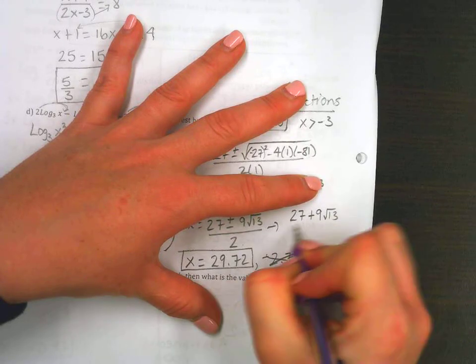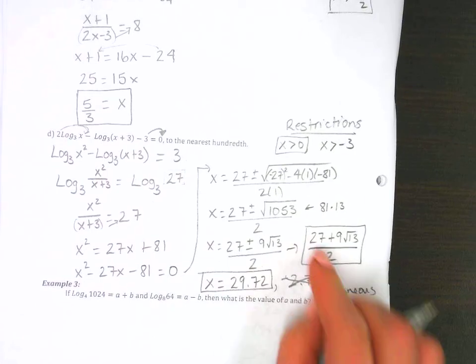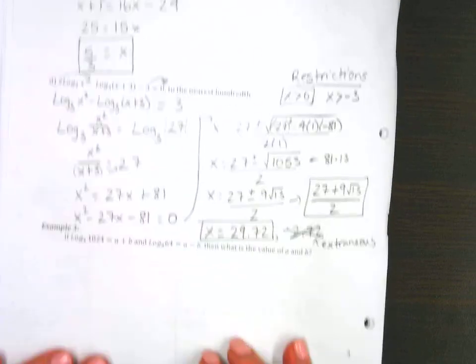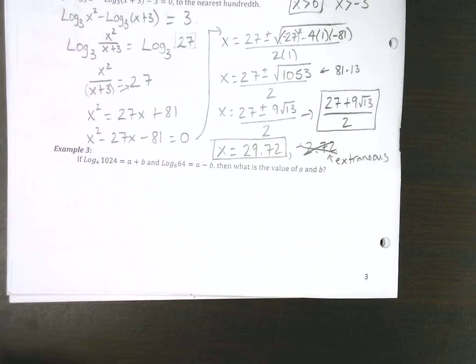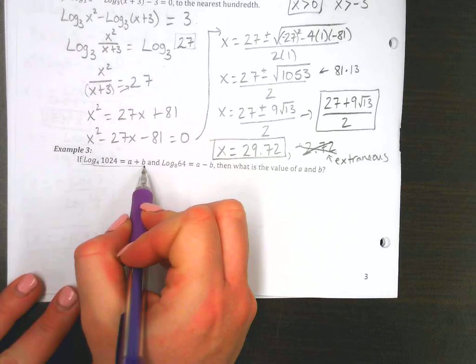All right, moving on to example number 3. It says if log 4 of 1024 is equal to a plus b, and log 8 of 64 is equal to a minus b, then what is the value of a and b? So when I look at this, I have two pieces of information, this and this. I have two unknowns, so this should be a reminder in your head that we need to set up a system of equations.